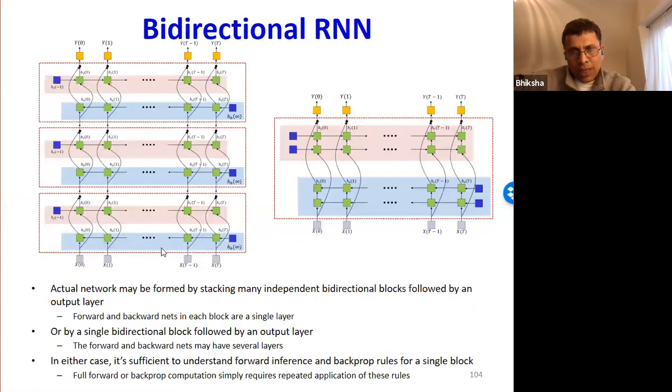So the complete bidirectional RNN is formed of many such blocks. We could either have simple blocks, where within each block the forward and the backward network have just one hidden layer, and you have several of these stacked up, or you can have just one complex block where within the block the forward and backward nets themselves have many hidden layers, or you could have any combination of these. In either case, it is sufficient to understand the forward inference and backprop rules for a single block, and the full forward inference computation or backprop computation simply requires repeated application of the computations for a single block.